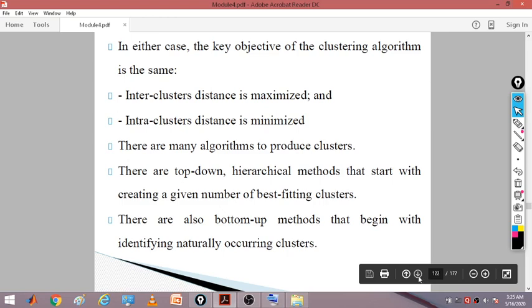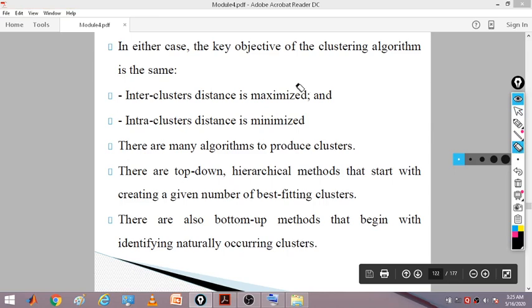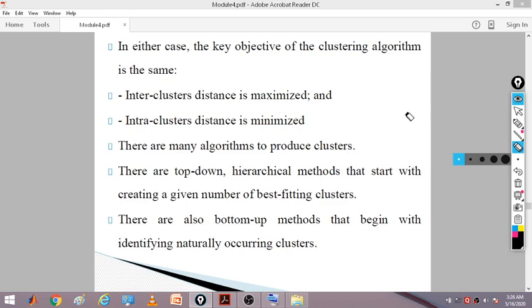In either case, the key objective of clustering is the same. We want inter-cluster distance to be maximized and intra-cluster distance to be minimized. Inter-cluster means the distance between the objects of one cluster and another cluster should be maximum. Intra-cluster means the distance from one object to the other object in the same cluster.